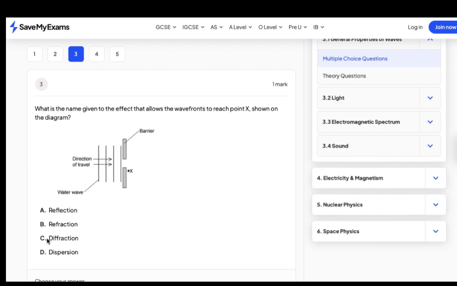C is the correct answer in this regard. Diffraction is the correct answer. Now let's move to the next question.